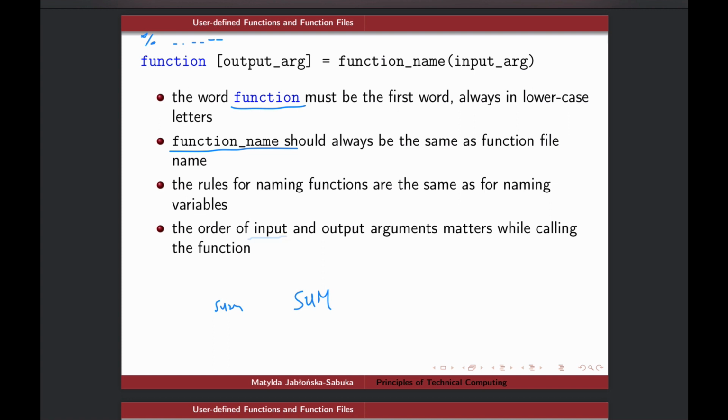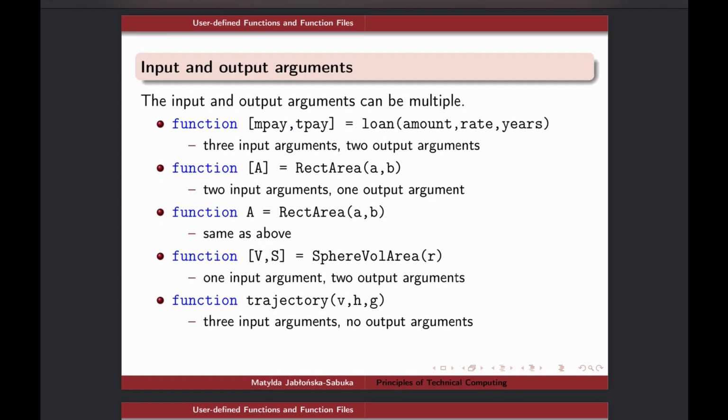And another key thing is that the order of input and output arguments really matters. So when you call your function, you really should know what you put in where, in the same way that they exist in the function definition line. And as I said, different functions can have different numbers of input and output arguments. So here are just a few examples of definition lines where those numbers are different.